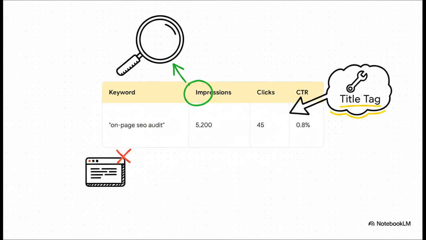Take a look at this. This shows a classic problem. So the page is getting a ton of impressions, over 5,000, which means Google is showing it to people. But the click-through rate, the CTR, is less than 1%. That tells me immediately that the title tag just isn't compelling enough. And boom, that's my first optimization target.